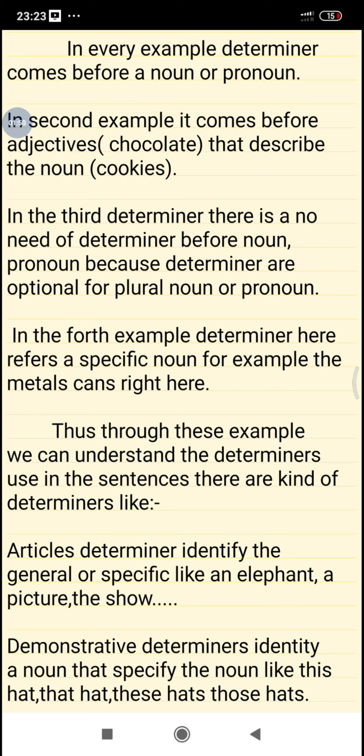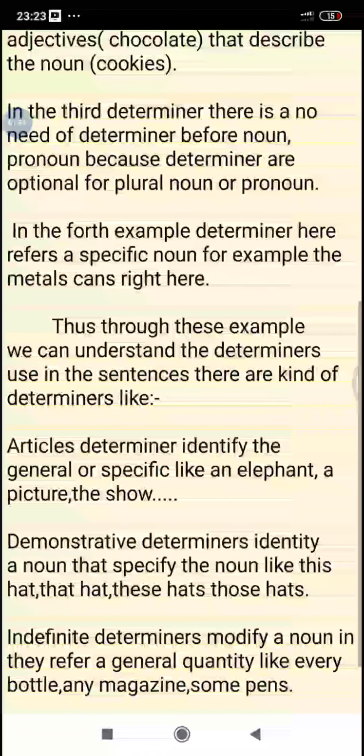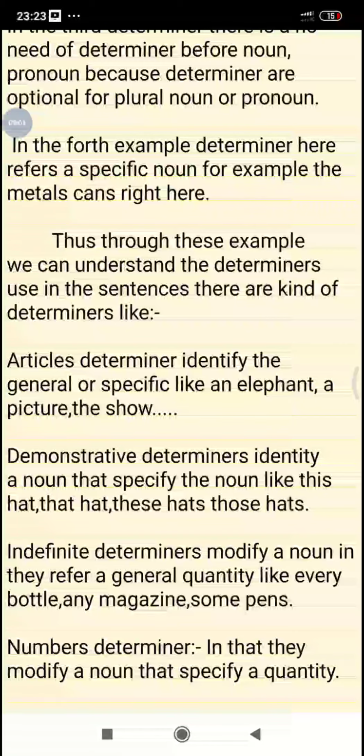There are kinds of determiners, like articles. Articles identify a general or specific noun, like an elephant, a picture, the show. Demonstrative determiners identify a noun and specify the noun, like this hat, that hat, these hats, those hats. Indefinite determiners modify a noun and refer to a general quantity, like every bottle, any magazine, some pens.